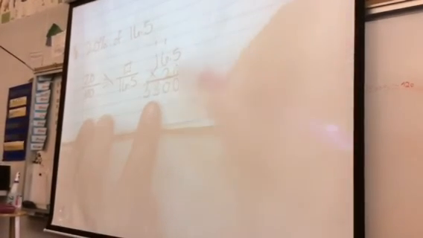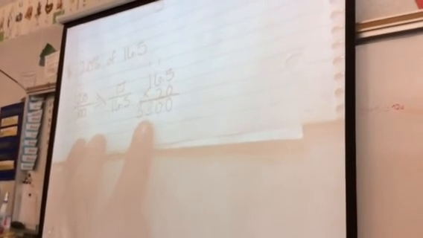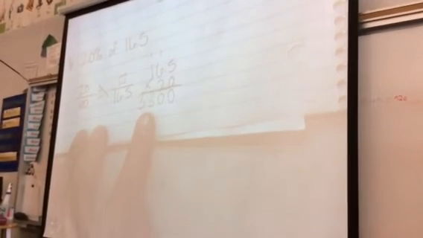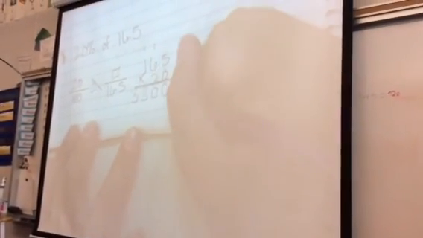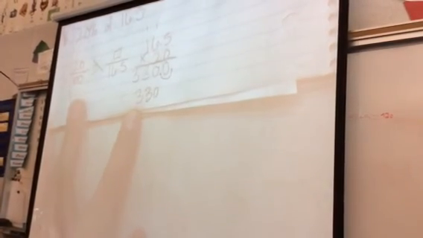No. Tell your partner what I need to do to come to my answer, what 16.5 times 20 is. Okay, I need to move my decimal one place to the what way? Left. To the left. Thank you for remembering. So now I have 330. Is my answer 330? No.